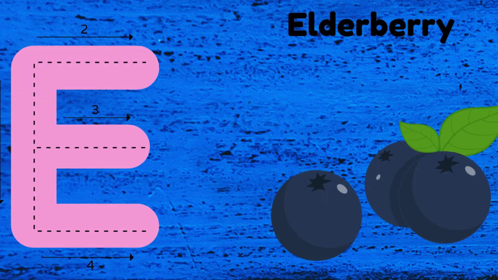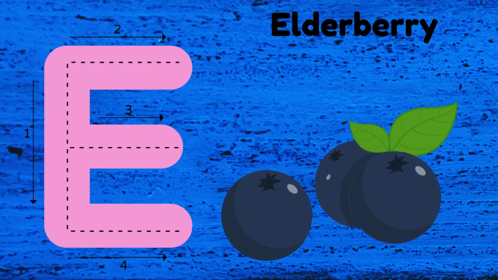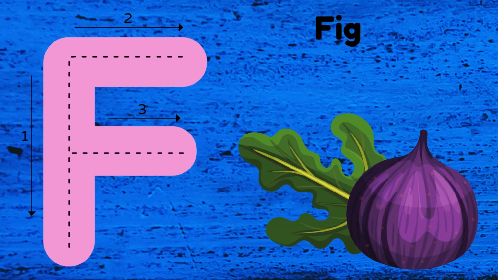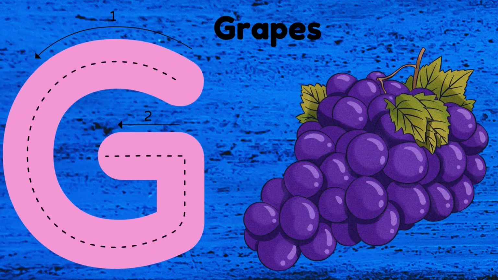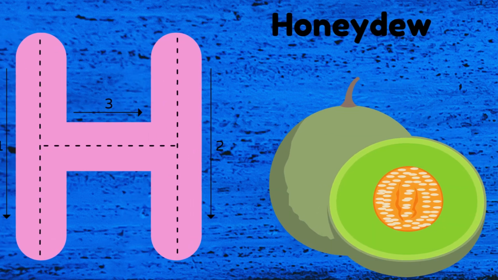E is for elderberry, a, a, elderberry. F is for fig, f, f, fig. G is for grapes, g, g, grapes. H is for honeydew, ha, ha, honeydew.